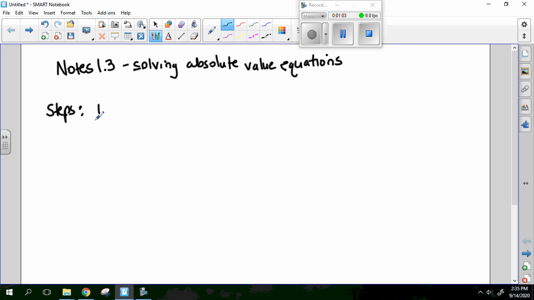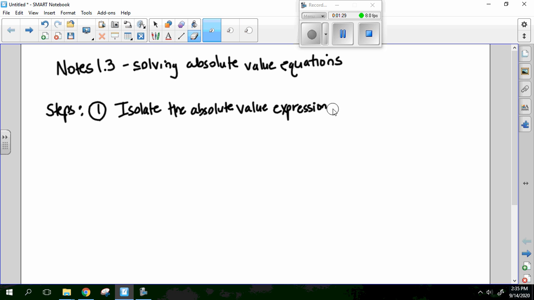All right, and so the first step is to isolate the absolute value expression. So the part that has the absolute value around it, you want to isolate that. You want to isolate that part. So isolate the absolute value expression on one side of the equals, okay?